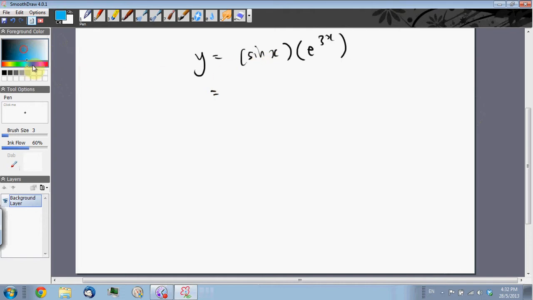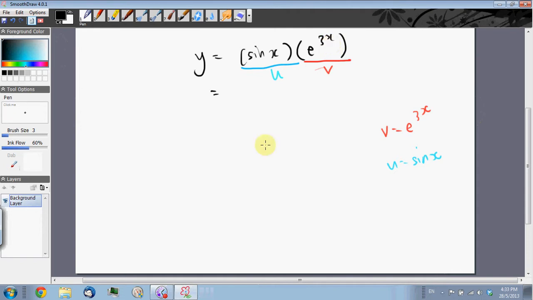I'll just mark the blue one and the red one. The blue function is sine x, and the red function is e to the power of 3x. I'll represent sine x as u, and the red one will be known as v. So v is equal to e to the power of 3x, and u is equal to sine x. There are two different functions that both must have x.